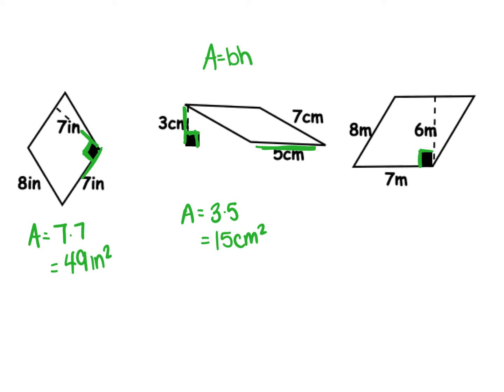And for our last one, our right angle is right here. So our base is 7, our height is 6. We're going to use those two pieces. 6 times 7 gives me a total area of 42 square meters. So parallelograms, just base times height.